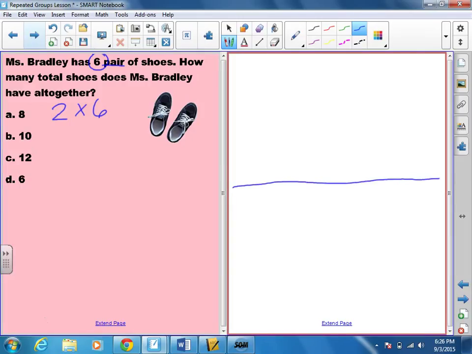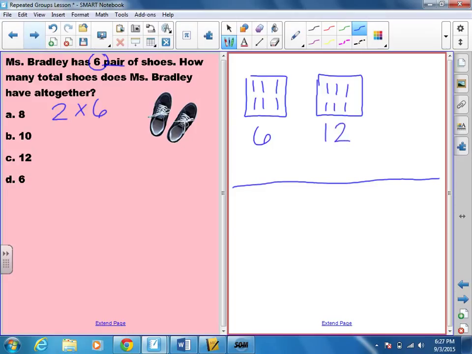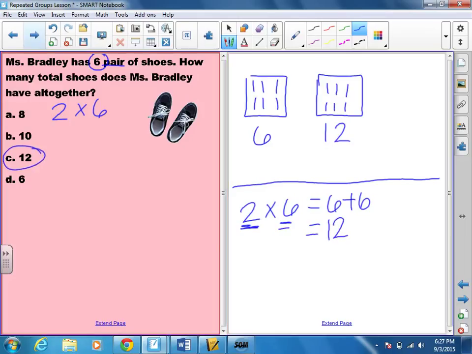Again, we're going to solve it using repeated addition and repeated groups. So I have 2 groups, this time, of 6. Here we can see 6, 7, 8, 9, 10, 11, 12. Or 2 times 6 equals 6 plus 6, because our first factor tells us how many times we're going to add our second factor, which is 12. So again, our answer is C.